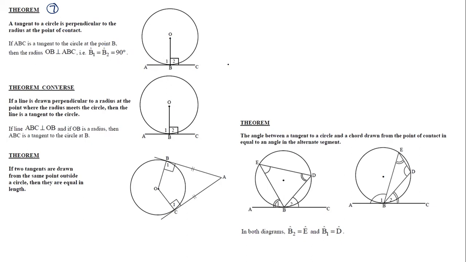A tangent, you know what is a tangent? I'm not going to explain that anymore. A tangent to a circle is perpendicular to the radius at a point of contact. We have tangent AC, we have radius OB. So this tangent will act perpendicular to this radius. What is the radius? A line from center to the circumference. What is a tangent? A line that touches the circle only at one point, which is point B. So tangent and radius, they meet at point B.